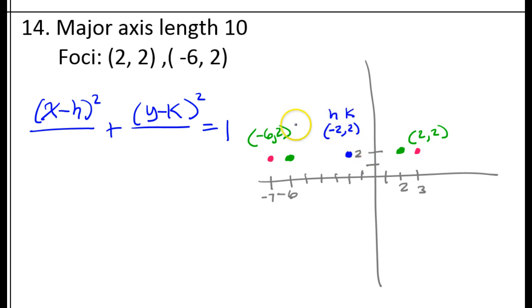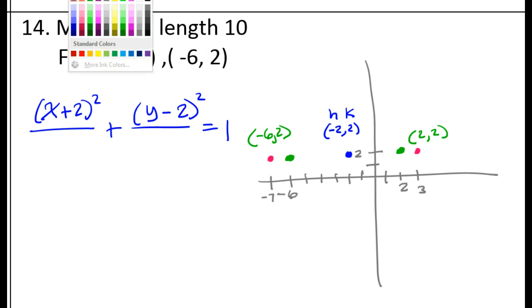So this is my h and my k, and I'm going to put those values into my equation. Notice that when I put them into the equation, the signs are going to change. So this -2 will become x plus 2 in the parentheses. This positive 2 will be y minus 2 in the parentheses. So I've got that. Now all I need is my a squared and my b squared.